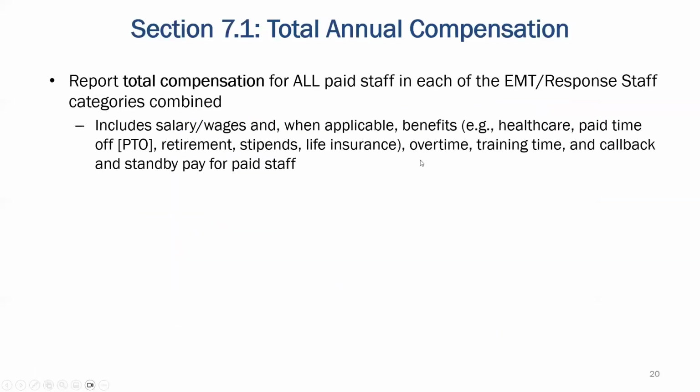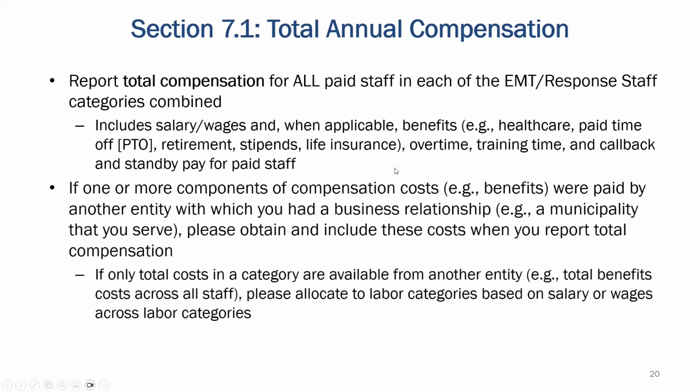The total annual compensation is for all of this individual staff that you've assigned to a category combined, as I mentioned. It includes salary, wages, and benefits like healthcare, paid time off, retirement, stipends, overtime, training time, really anything that your staff member would consider compensation, not just salary or wages, gets included in total compensation.